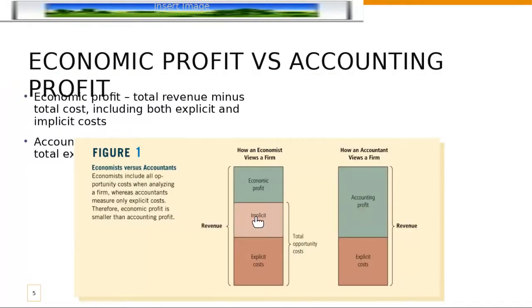This gets us to the difference between economic profit versus accounting profit. Economic profit is total revenue minus total costs, including both explicit and implicit costs.